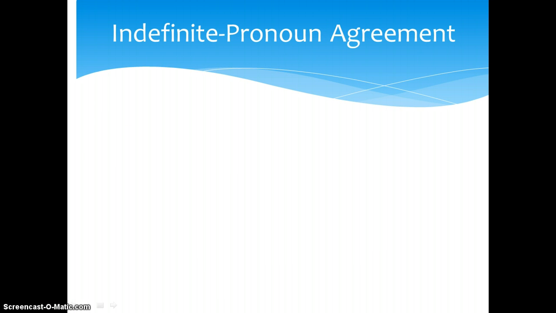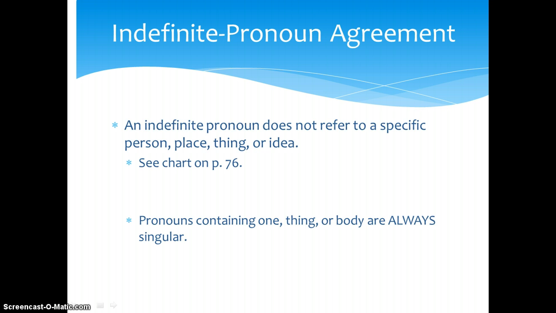Okay, lesson 3.8 is indefinite pronoun agreement. You're definitely going to want to look at the chart on page 76 for this. An indefinite pronoun does not refer to a specific person, place, thing, or idea. So look at the chart there. Some indefinite pronouns are always singular, some are always plural, and some are either singular or plural. So that can be very confusing. Pronouns containing one, thing, or body are always singular, and we don't use the word always very often in grammar, so that's pretty important. You're just going to want to get used to looking at this chart, and like I always say, read the entire sentence to find out if it's singular or plural.